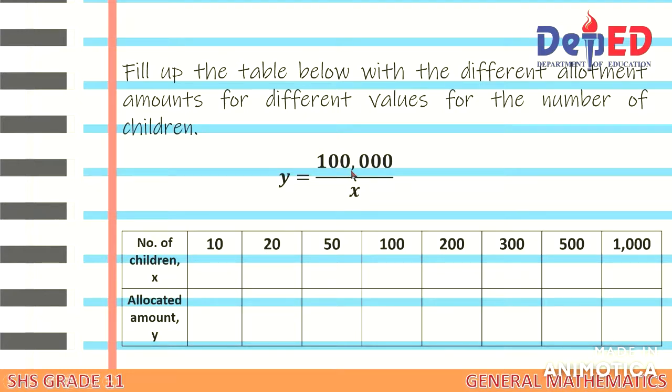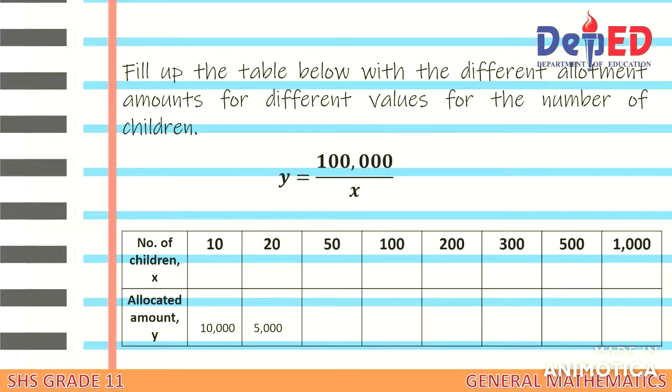So, 100,000 divided by 10, that is 10,000. So, sa isang bata, kung 10 silang maghahati-hati dito, makakakuha sila ng 10,000. So, kung 20 naman ang maghahati-hati sa 100,000, magkano ang bawat bata? Or magkano ang marireceive ng bawat bata? 5,000.